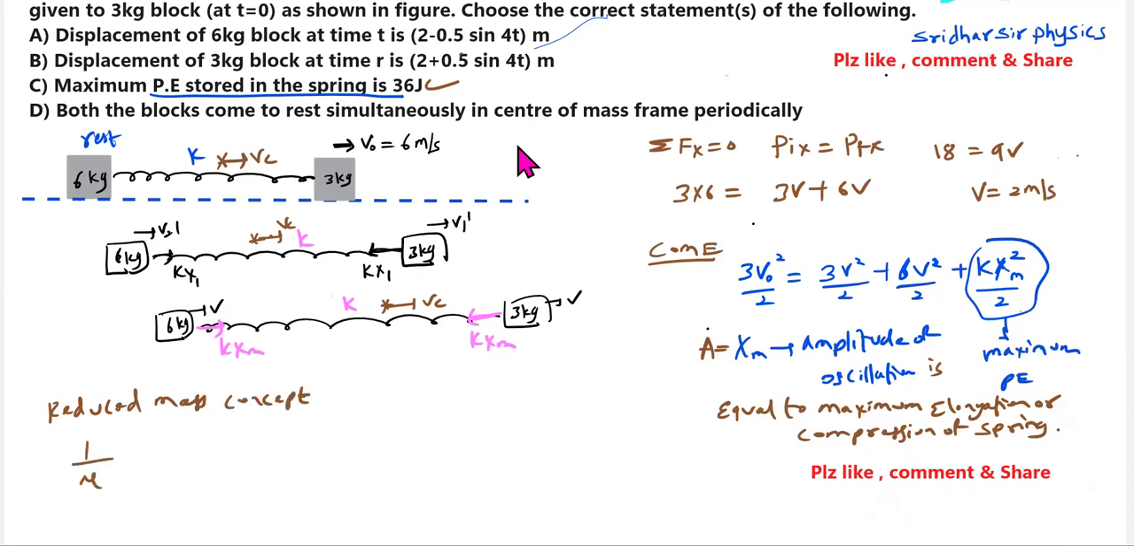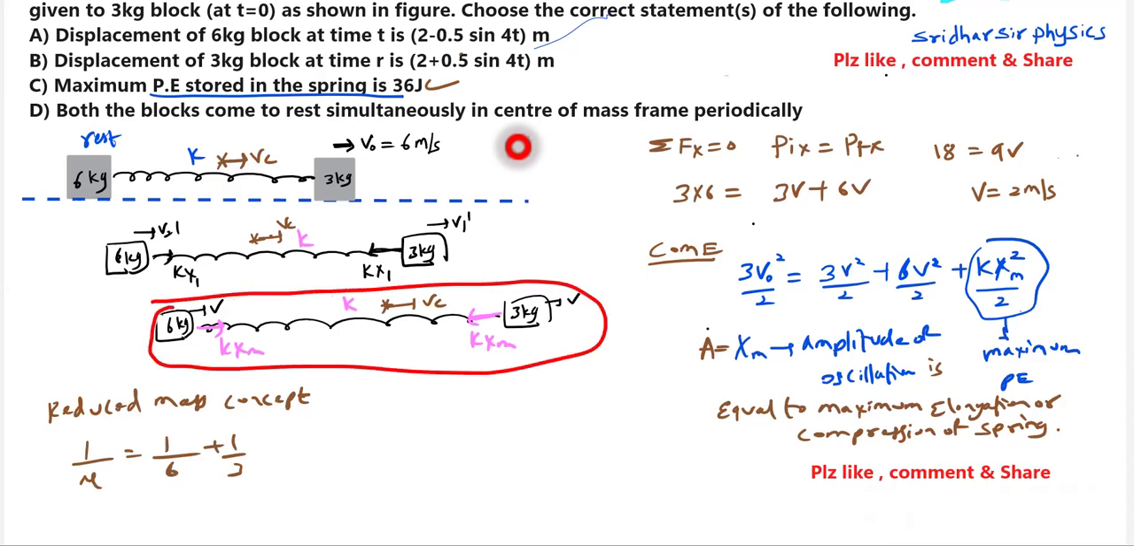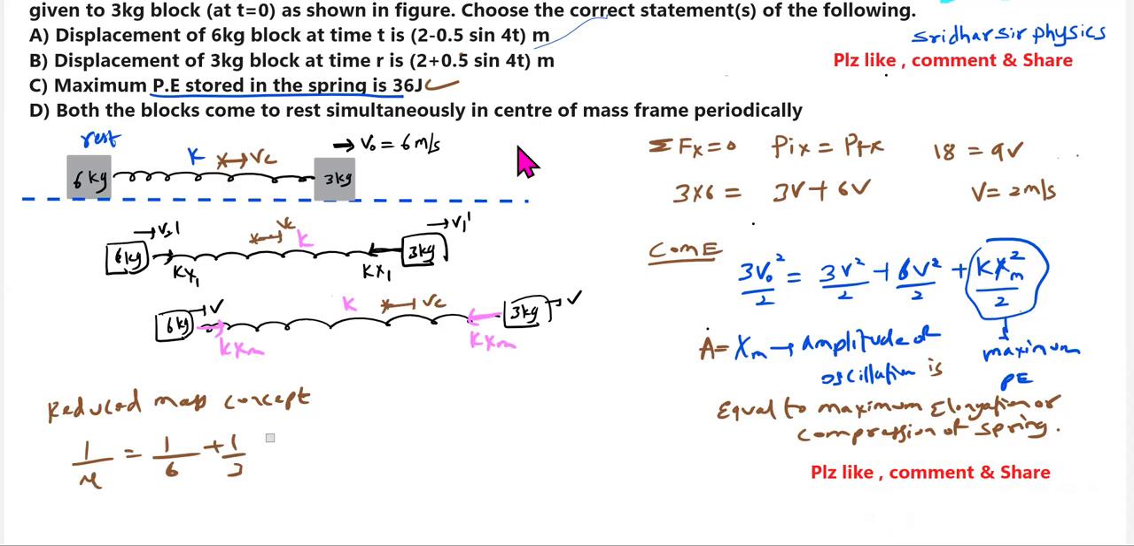Using the reduced mass concept, 1 by 6 plus 1 by 3. According to the reduced mass concept, the effective mass of such an oscillating system should be 1 by mu equal to 1 by 6 plus 1 by 3. So mu should be equal to 6 into 3 by 6 plus 3, which is equal to 18 by 9, which is 2 kg. Then omega is given by the formula root of k by mu.